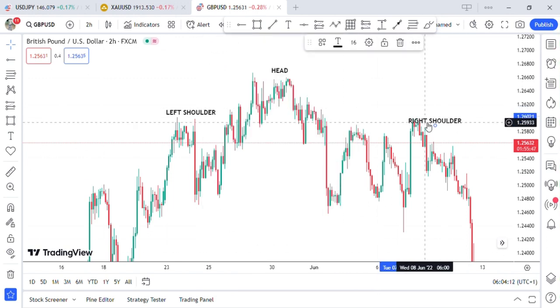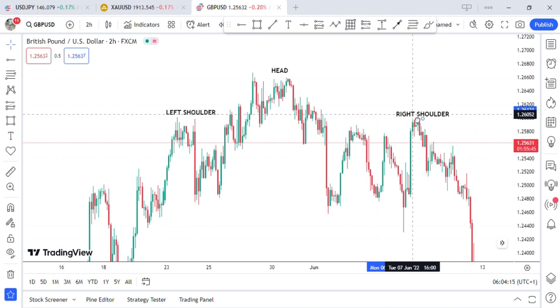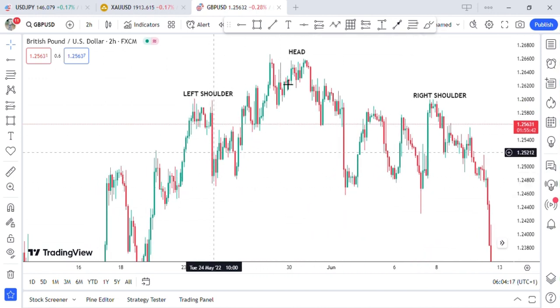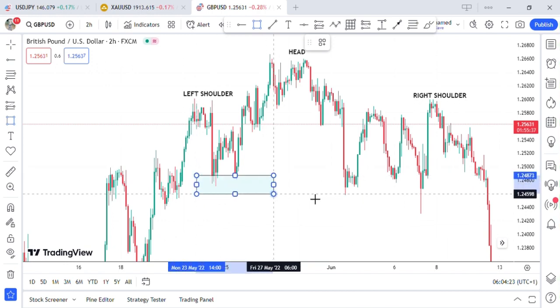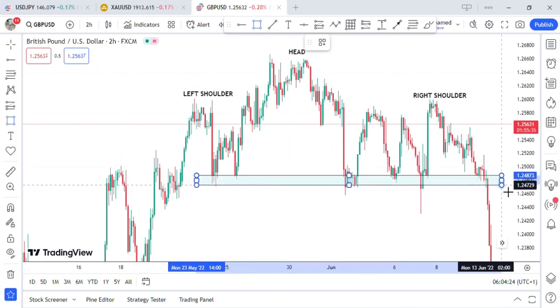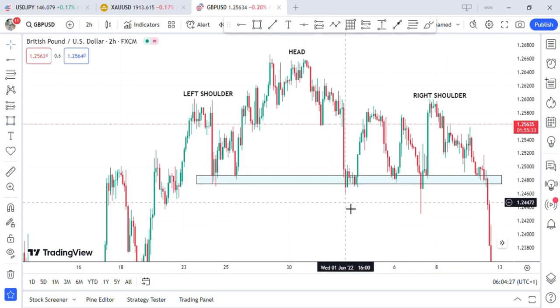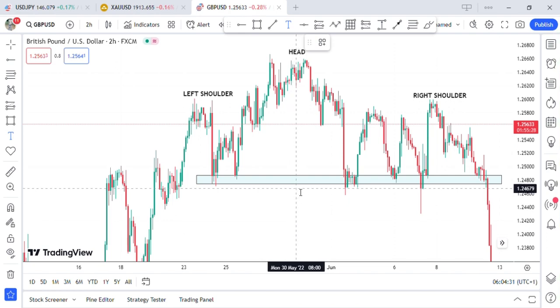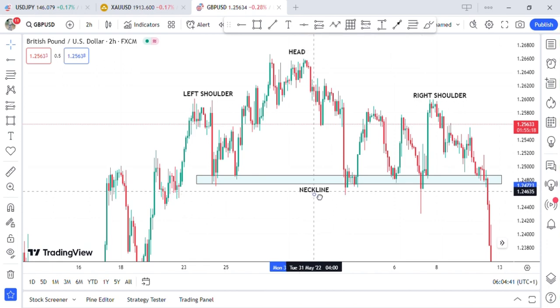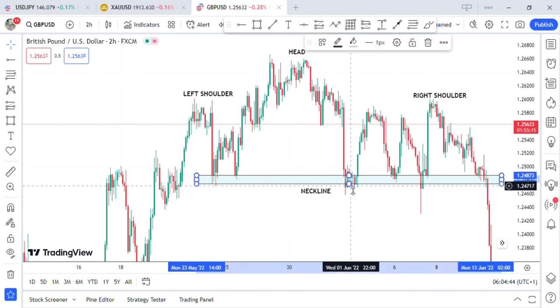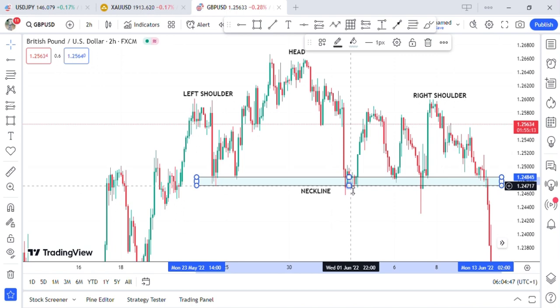After that they draw a support line there. When price breaks through this support line, that is when they find their entry. Some of them call it the neckline, so let me write neckline here. This is what most of them teach on their YouTube channel, because they don't really understand the reason why price is going up or coming down.